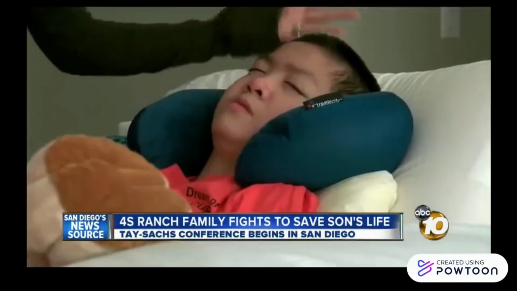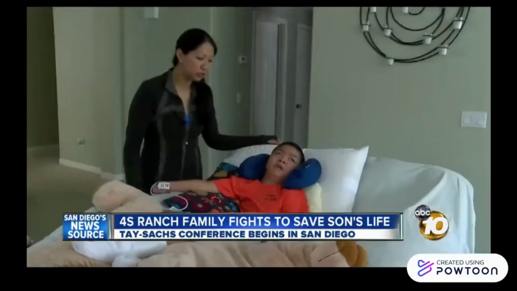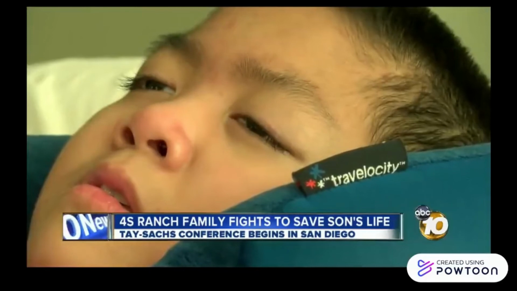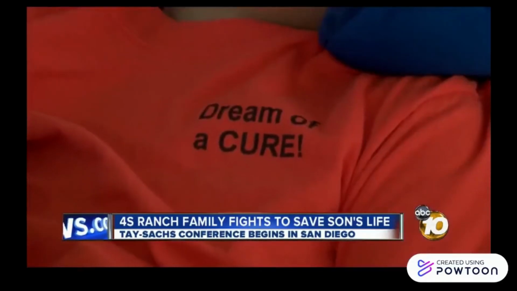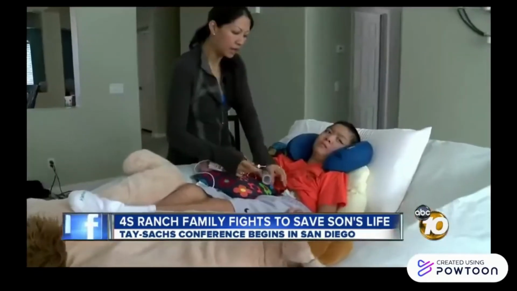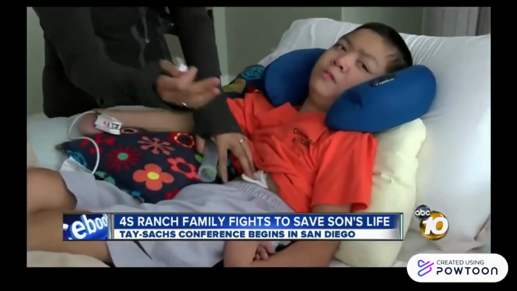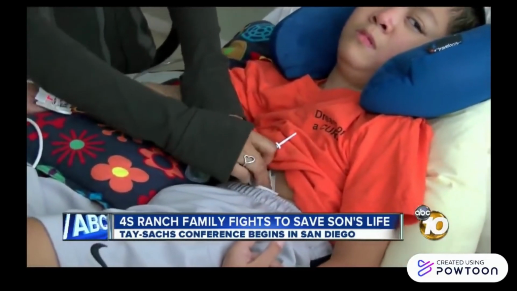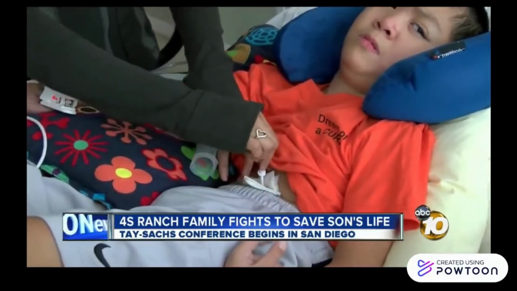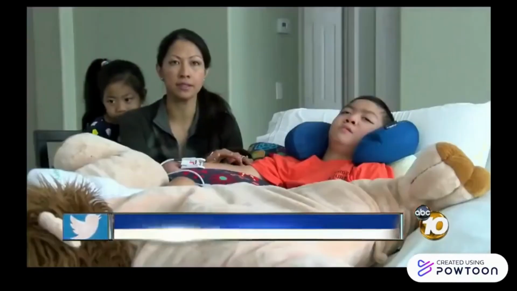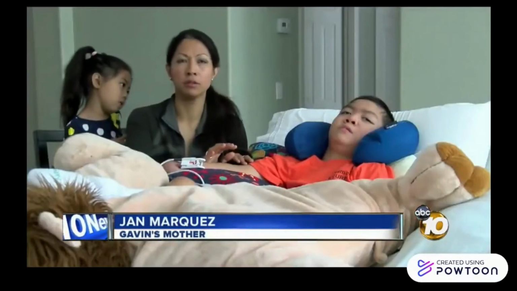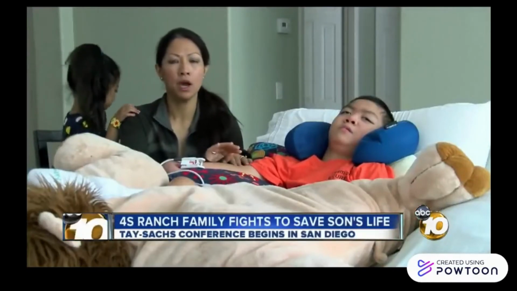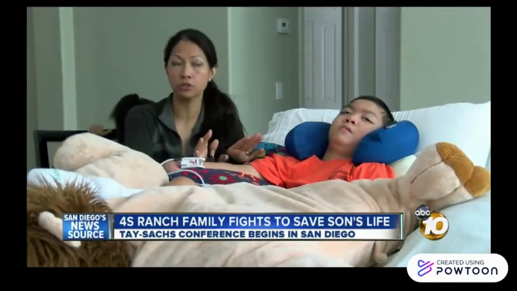For Jan Marquez and her son, it's a daily battle. He's fighting every day. 7-year-old Gavin has Tay-Sachs disease. Marquez says he's only one of 3 children in the county with it, an illness that destroys the nerve cells. Gavin can't walk, can't talk, and eats through a feeding tube. When you have a child with Tay-Sachs disease, especially as rare as it is, you're almost like living in a bubble. Nobody can relate to you. Nobody can understand you. Nobody can be in your shoes or want to be in your shoes.